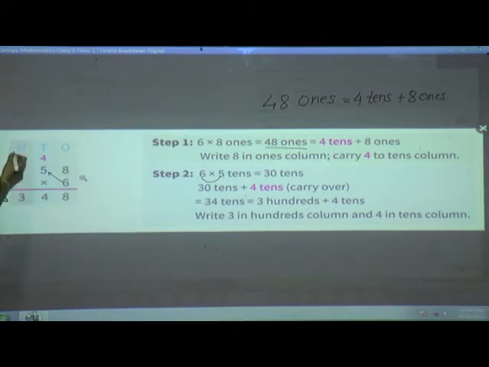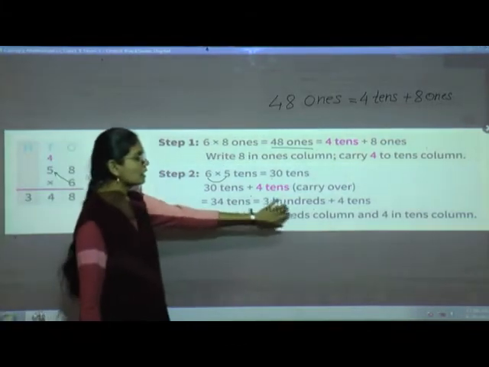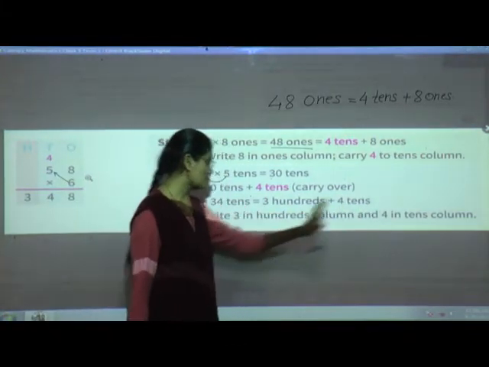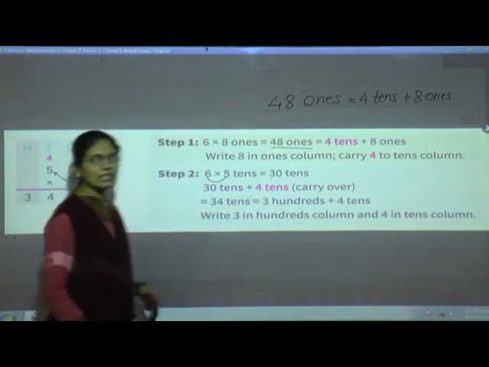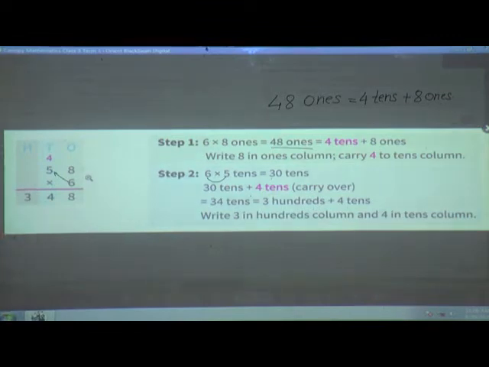Okay, because here in the hundreds column nothing is there. 58 is a 2 digit number, so no need to give this 3 as a carry. Okay, so directly we can write 3 in hundreds column. So 34 tens is equal to 3 hundreds plus 4 tens. So we'll write 3 in hundreds column and 4 in tens column. So in this way we can do the multiplication of 2 digit by 1 digit.